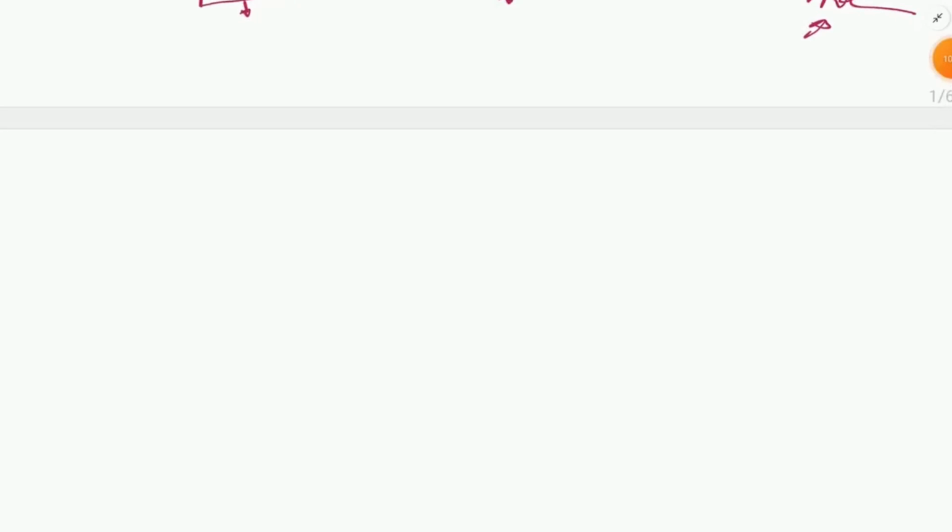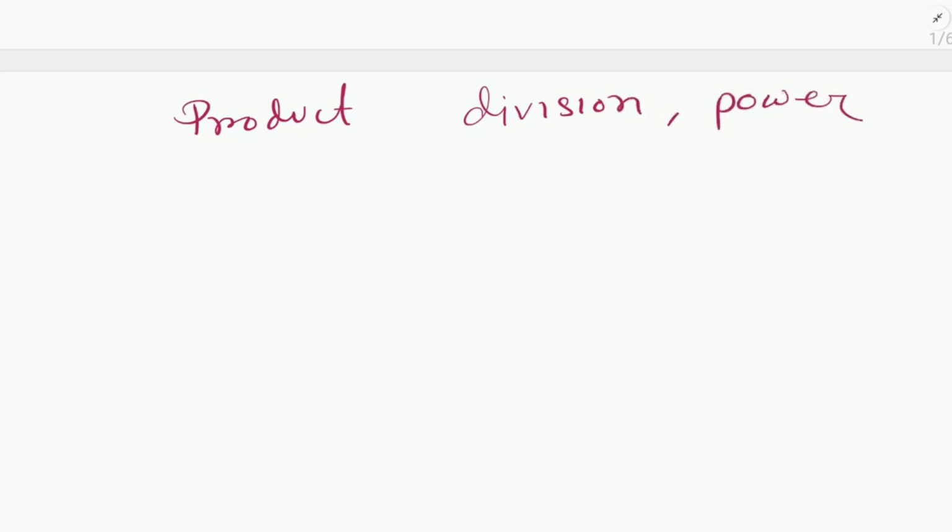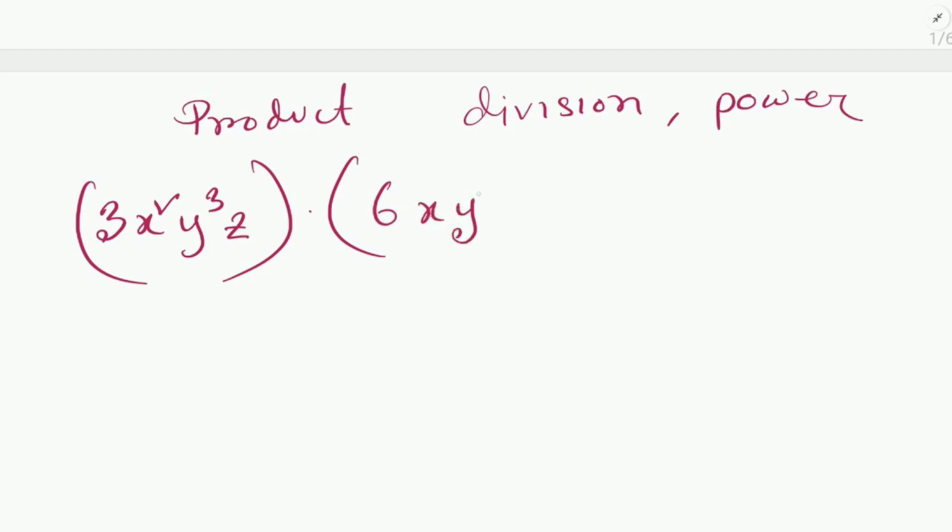Okay, now let's do some operations like product, division and power. So we'll do a product like 3x squared y cubed z multiplied by 6x y squared z squared. Okay, so you have to multiply these monomials. In this case, first of all, we have to multiply the numeric terms 3 and 6. So it gives us 18.